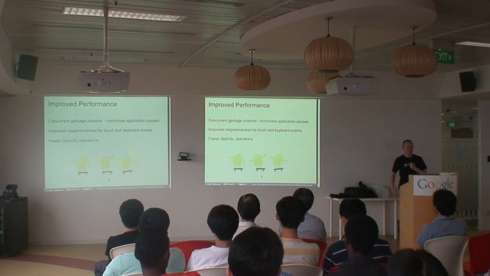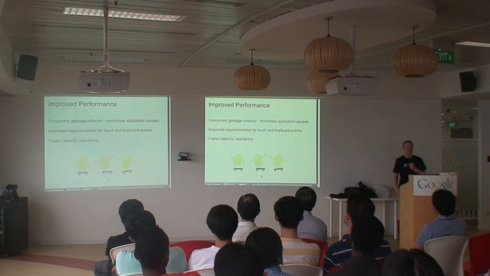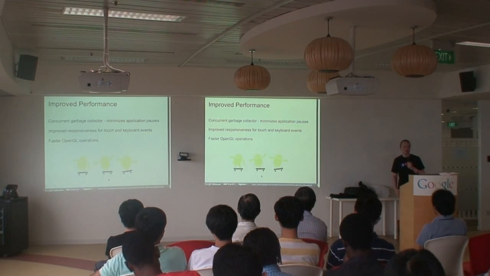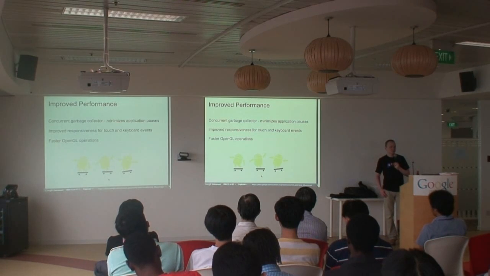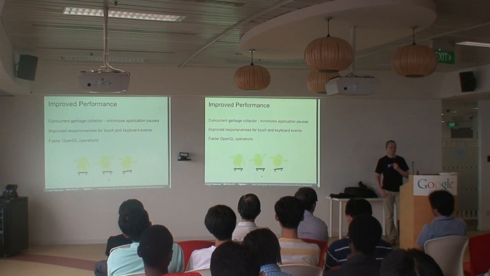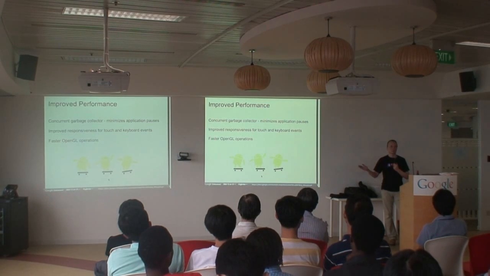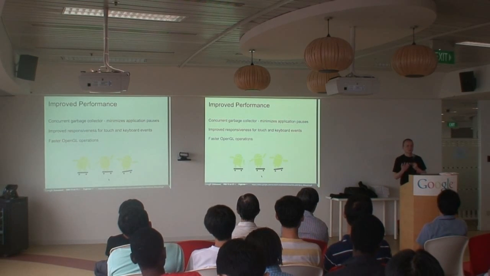Improved performance. This is something that comes in every new version of Android, it seems. This time they have added a concurrent garbage collector. This minimizes application pauses. This has been a problem, especially in games, when you create new objects all the time, and then suddenly the garbage collector kicks in and you have a long delay. That is always noticeable to the user.